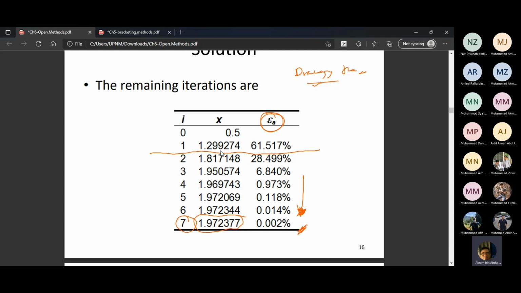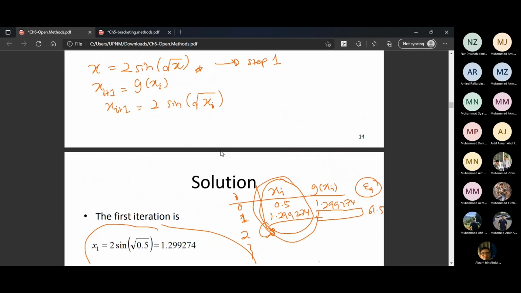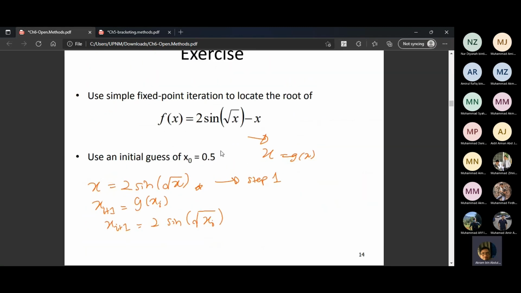If you are satisfied with this approximate error value, then we can stop and say this is our approximate root value, which is 1.972377. And we can check this. You can replace this x value into the original equation and see whether it is equal to 0 or not. You can always do that.